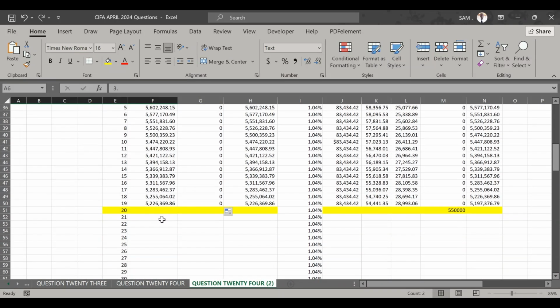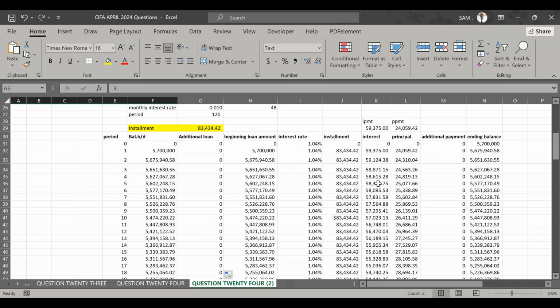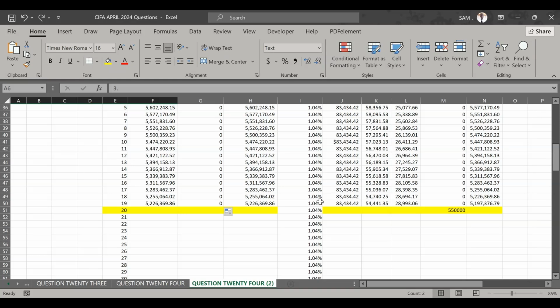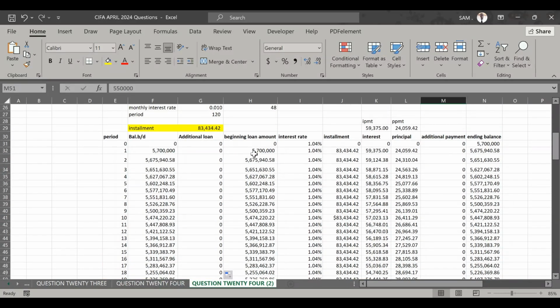So if we are paying additional 550 with the installment, then that means as we do our installment payment at the end of the month, we are also charging or bringing on board a lump sum of 550,000 to reduce our loan balance. Get that word. To reduce what? Our loan balance. Which loan are we reducing its balance? The loan is 5.7 million. We want to reduce its balance.